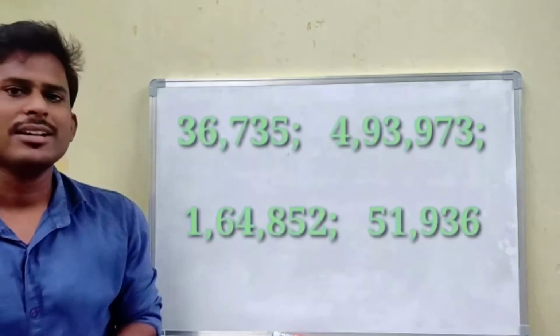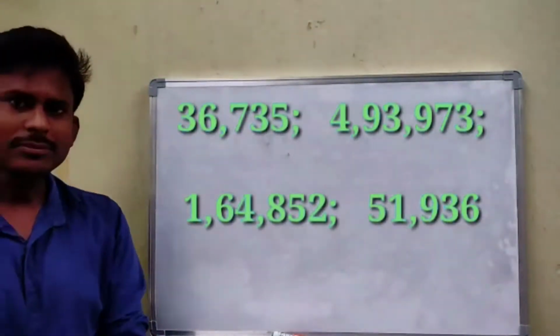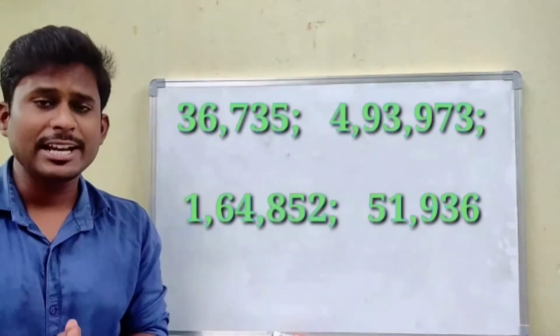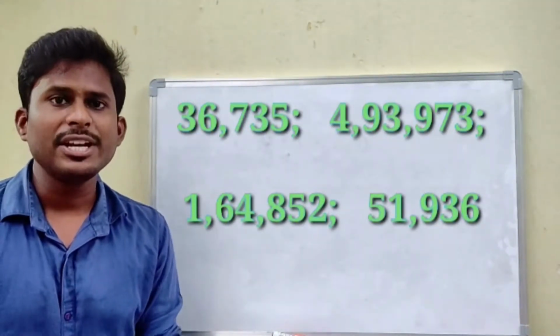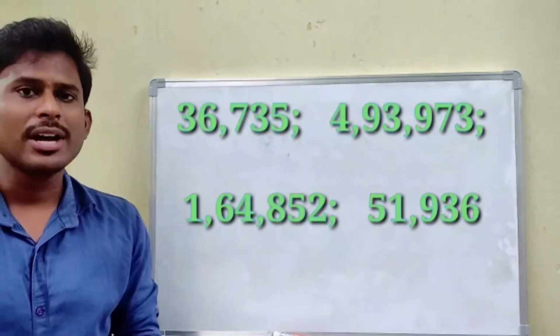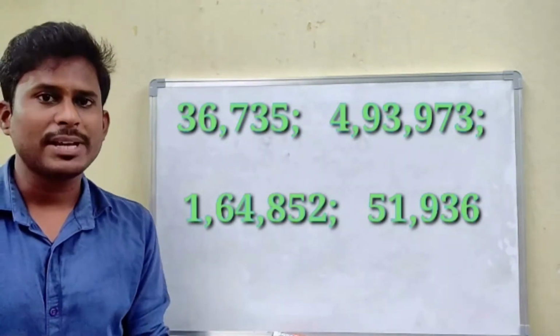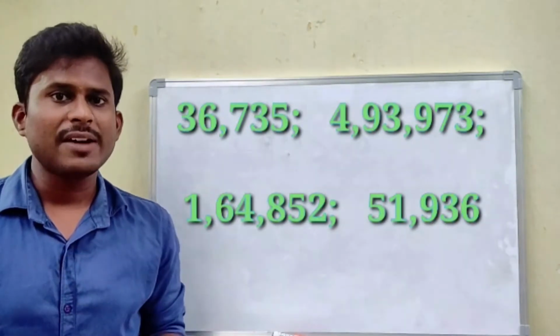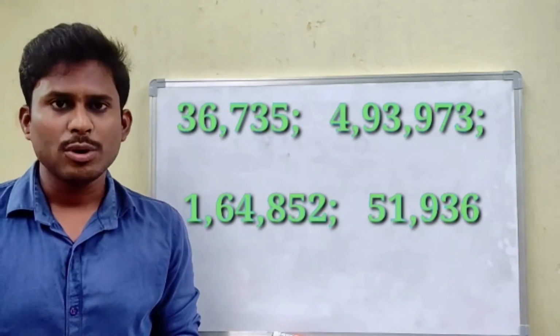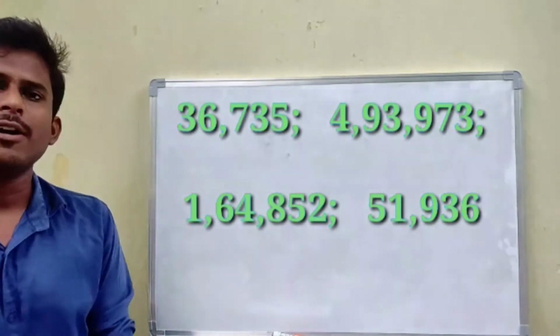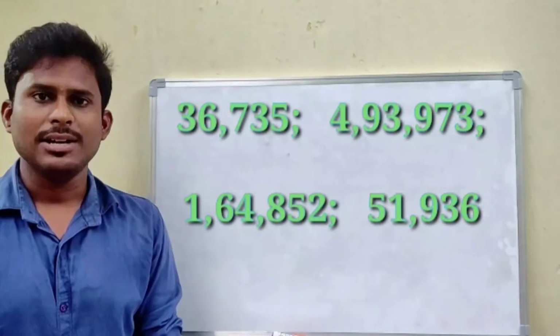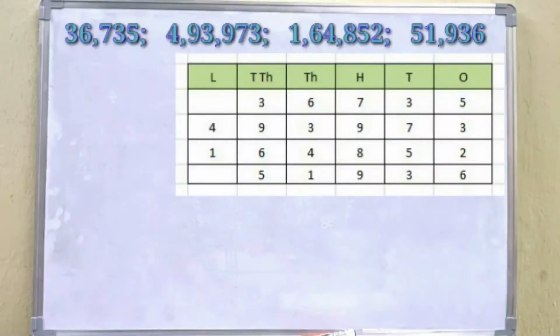Now let us take a few numbers like this and arrange them in ascending order as well as descending order. For that we need to place all these numbers on the place values. Based on the place values, we will know which number has fewer digits and which has more digits. Based on the digits, we can compare and form the ascending and descending order. Here we have placed all the 4 numbers according to the place value table.